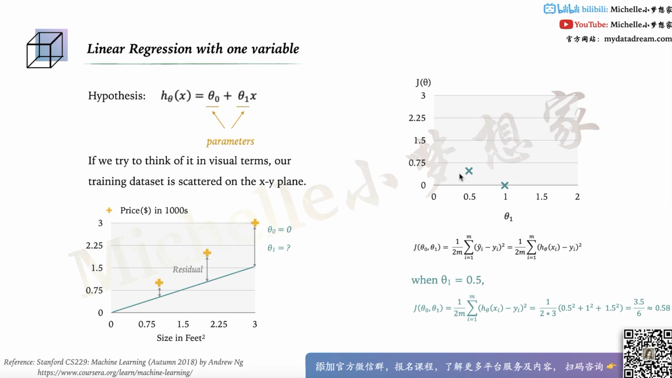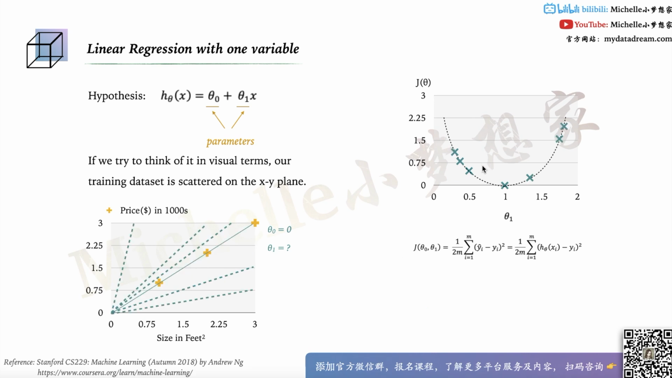When we repeat this process, gradually adjusting theta 1, we can create a complete picture of how J of theta changes with different theta 1 values. By continuing this approach, adjusting theta 1, calculating the cost and plotting the result, we can eventually generate a graph like the one shown on this slide. Here, each point represents a specific theta 1 value and a corresponding cost function result.